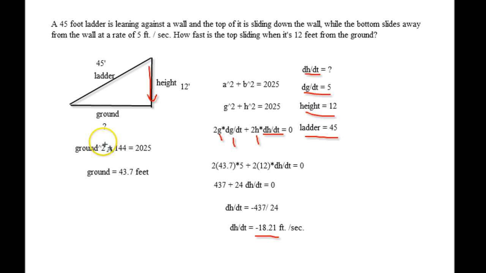So the ground distance squared plus 144 equals 2025, and when we solve it, it's 43.7 feet by using the Pythagorean theorem, which makes sense because that should be smaller than the ladder, since the ladder is the hypotenuse. Now we're going to use Pythagorean theorem as our beginning formula. Now, we don't know the rate at which the height is decreasing.